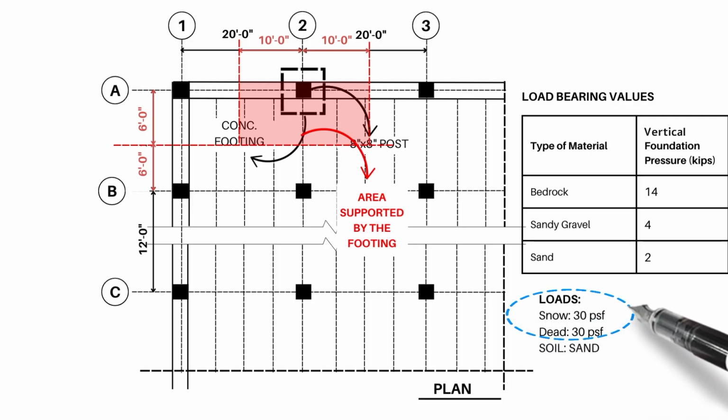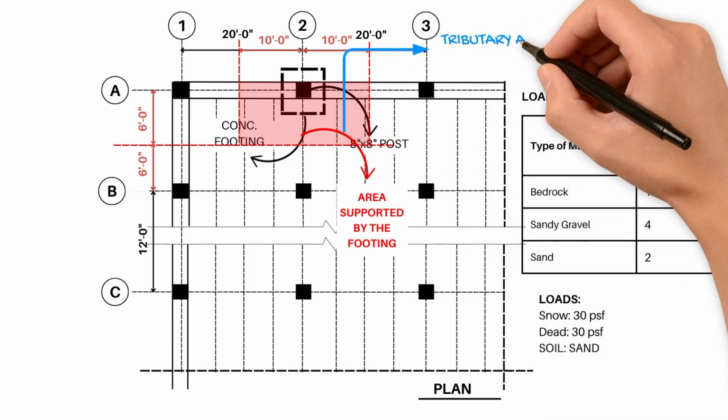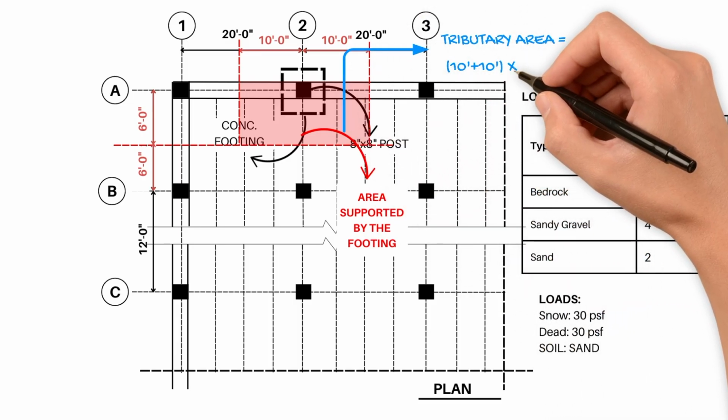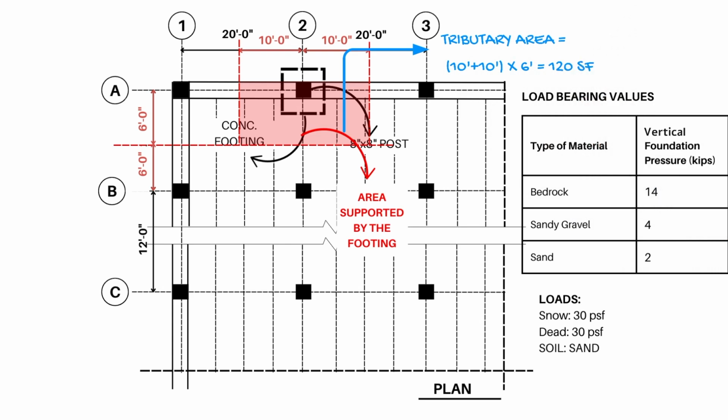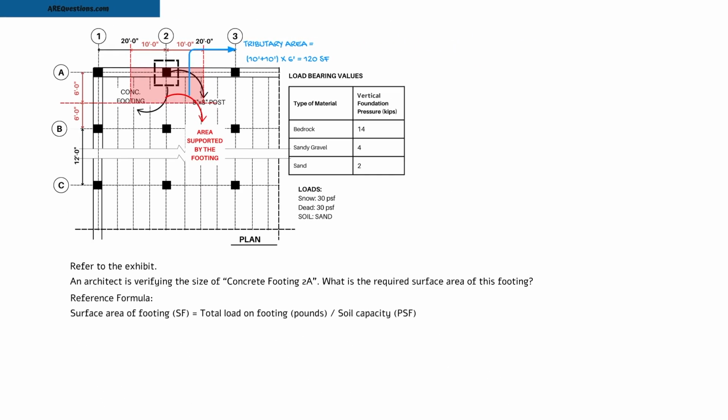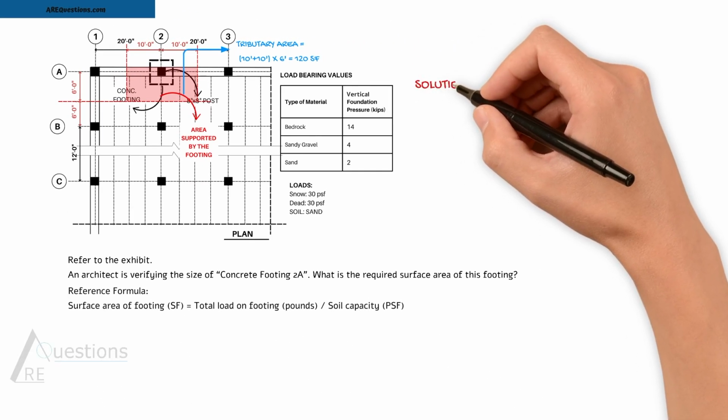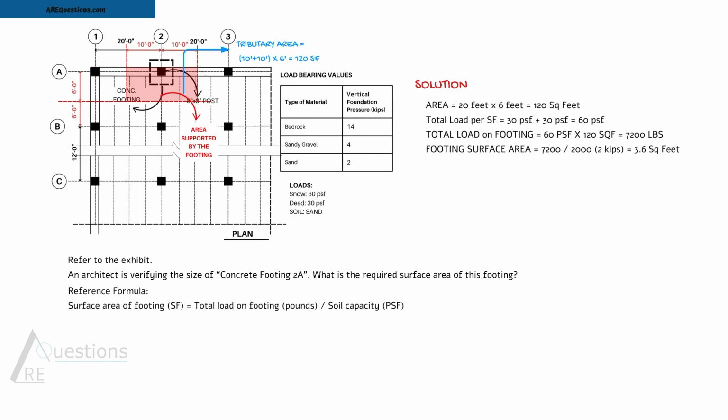So we know the loads per square feet. It's given in the question. We have snow loads and dead loads. And once we find the tributary area by calculating the surface area, we can find the total loads that are applying. And here the tributary area is 20 feet times 6 feet, which is 120 square feet. Now that we found the tributary area, let's look at the solution together. So we already found the area, that's 120 square feet, right?